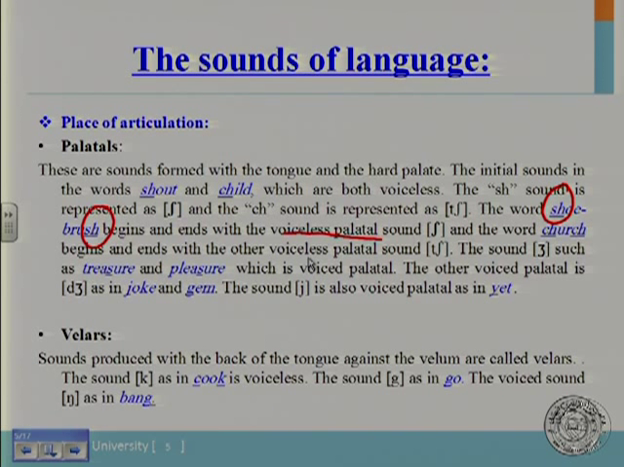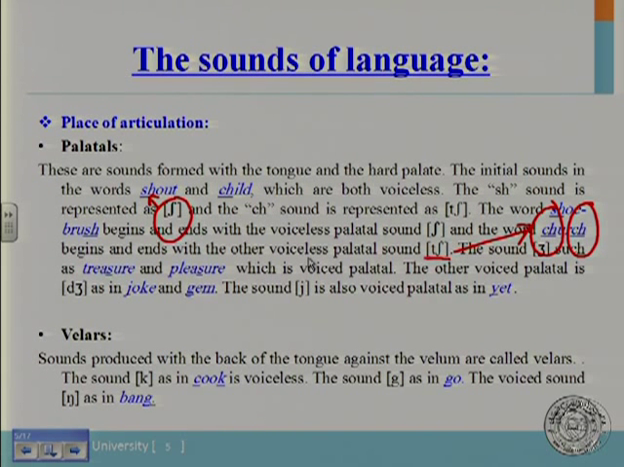Now, let us take another example, that is church. Church begins with ch, as you can see here, and also ends with ch, another voiceless palatal sound, that is ch. This is the symbol for ch, as in church, and this is the symbol for sh, as in shot. We have ch and sh.